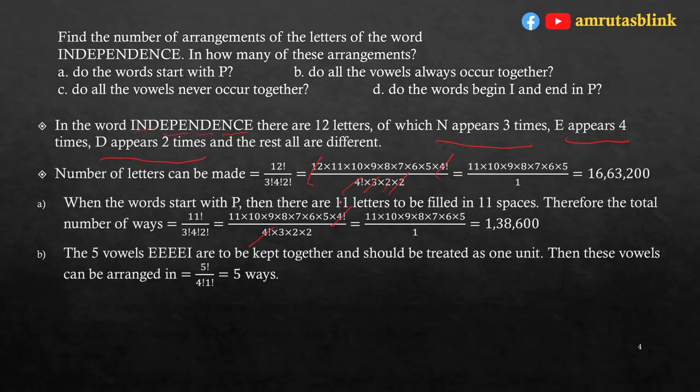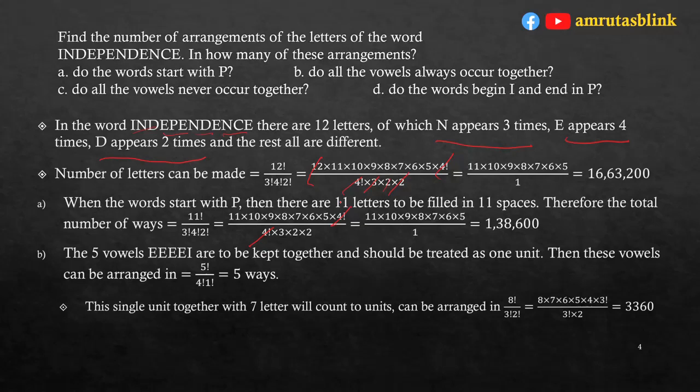Next condition, do all the vowels always occur together? Now in the word independence, how many vowels are there? There are 4 times E and 1 time I. That is, there are a total of 5 vowels in the word independence. Now what we want is for these 5 vowels to always come together. So we can consider one unit out of these 5 vowels. Now these vowels can be arranged in this unit in 5 factorial upon 4 factorial into 1 factorial, that is in 5 ways.